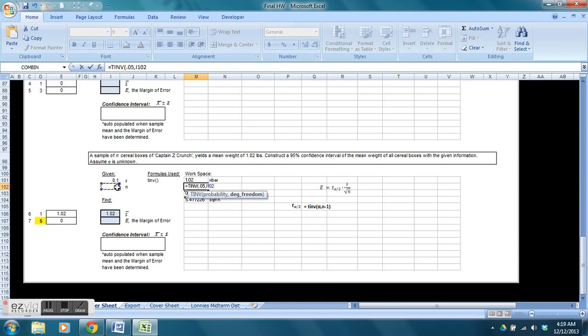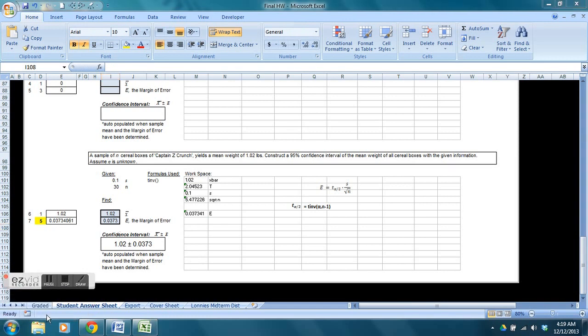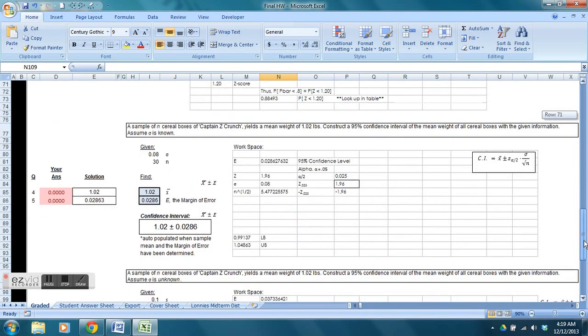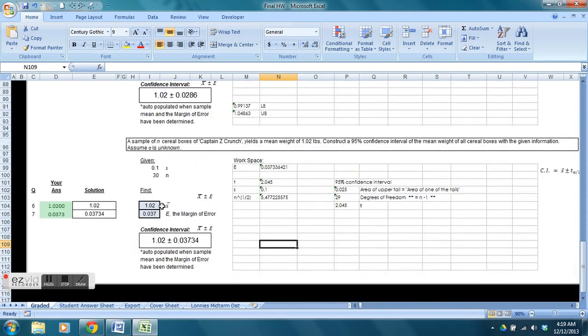So there's our t. So now we can find our e term. It is t times our s divided by the square root of n. Let's put that in there. And let's check number 7. See if that's right. And it is.